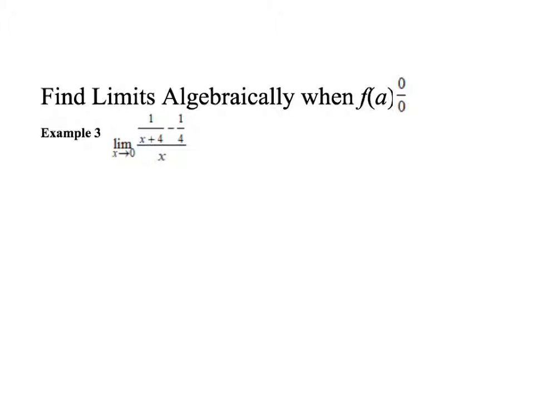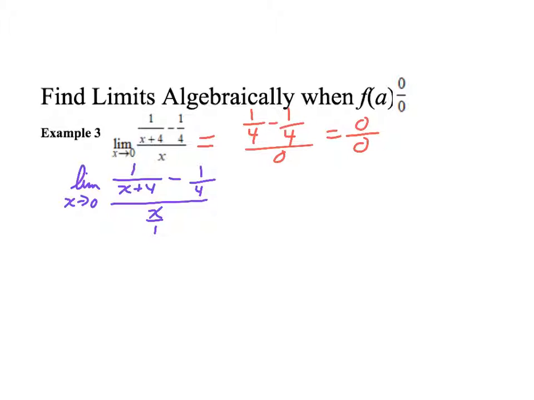Our third example, when f of a is 0 over 0, is a complex fraction. And you can see what's happening here. We're going to plug in a 0. We get 1/4 minus 1/4 over 0. So that's a 0 over 0. So we need to simplify this complex fraction. So I've rewritten the fraction with the bottom fraction, making that into x over 1.